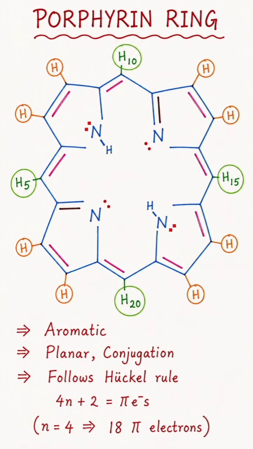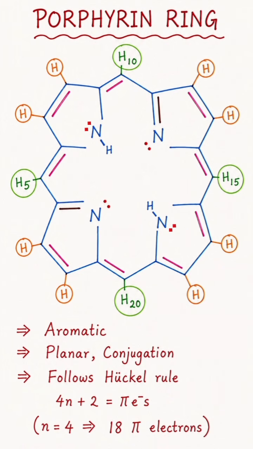When we look at the ring for aromaticity, there are 11 pi bonds, which makes a count of 22 pi electrons. But for aromaticity, we don't consider the inner pi electrons. So when we take only the peripheral pi electrons, there are 18 pi electrons. So the porphyrin ring follows Huckel's rule also, and so it is aromatic.